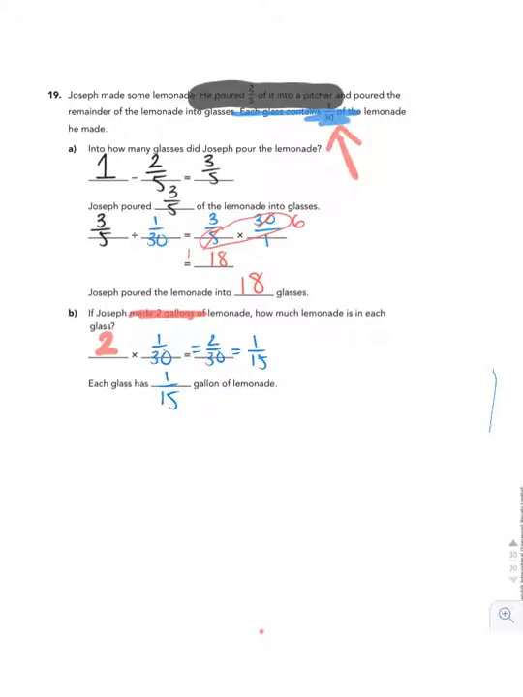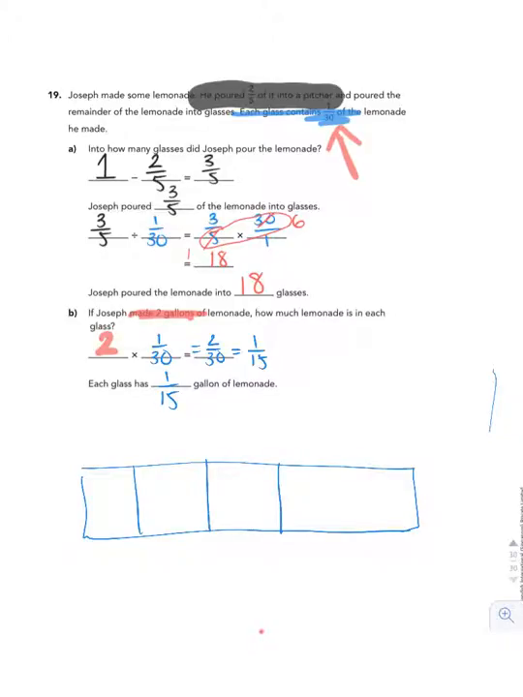And it's saying Joseph had some lemonade. So I'm going to go ahead and make my bar model. And I'm going to split my bar model into fifths, because it's telling me that he poured 2/5 of the pitcher. So 2/5 went into the pitcher, and then 3/5 was poured into glasses.